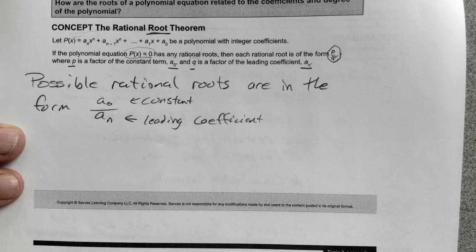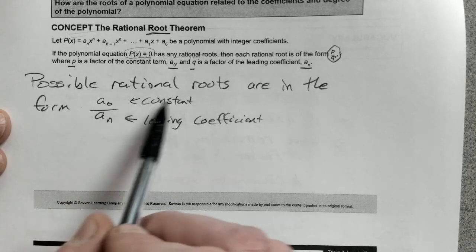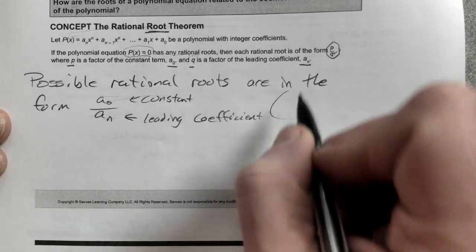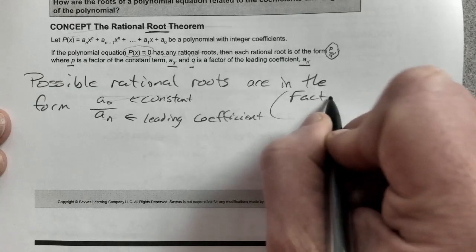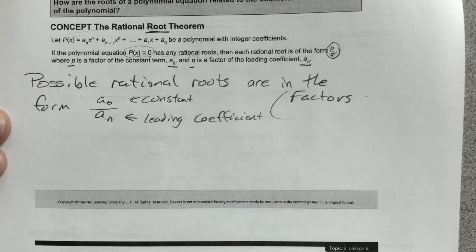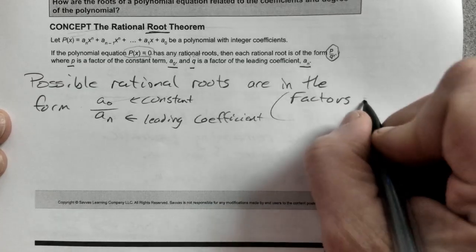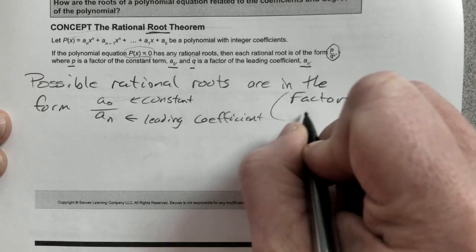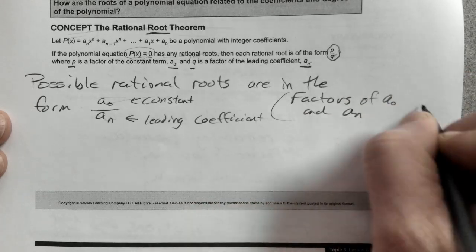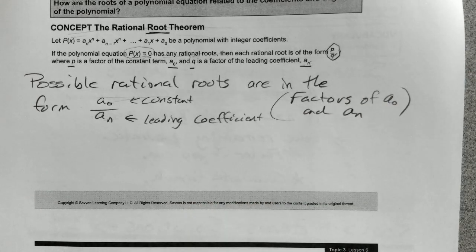Yeah. To be fair, when I'm thinking about the constant and leading coefficient, these are factors. Factors of a sub 0 and a sub n. Now, how do I keep this straight? The constant and the leading coefficient.